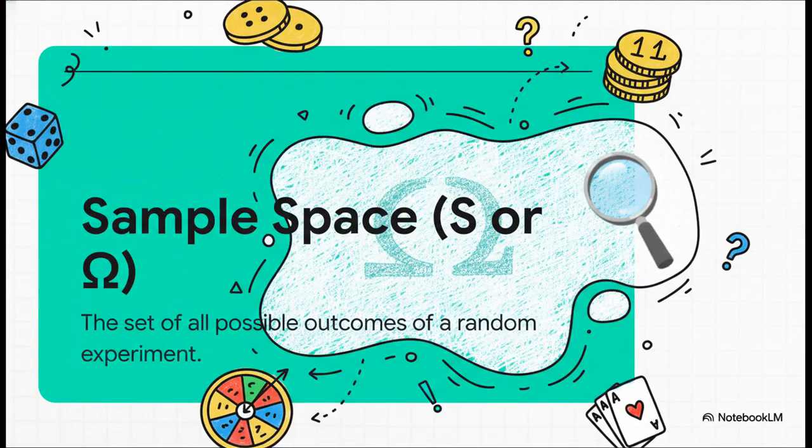Okay, the first and maybe the most important step is to define our entire universe of possibilities. In the language of probability, we call this the sample space. You'll usually see it written as a capital S or the Greek letter omega. And it's really simple. It's just a complete list of every single possible thing that can happen. That's it. Nothing missing, nothing extra.